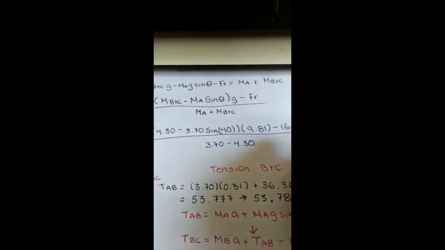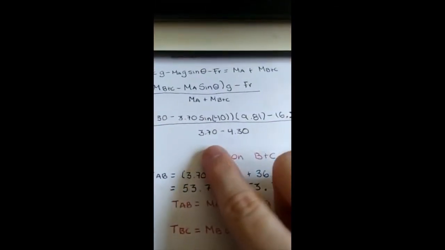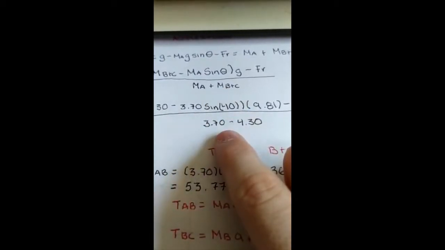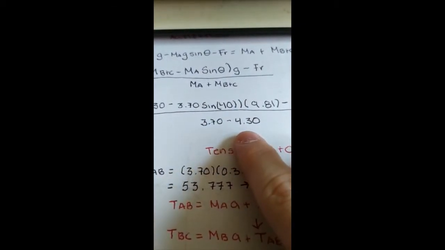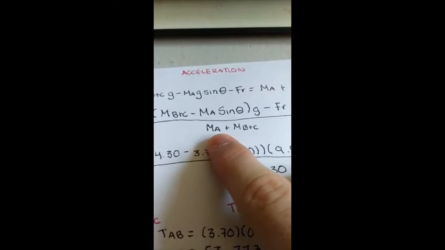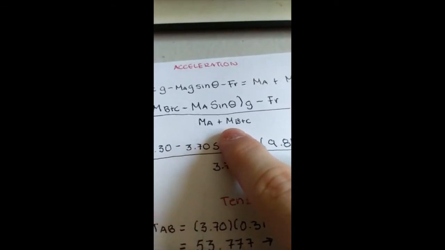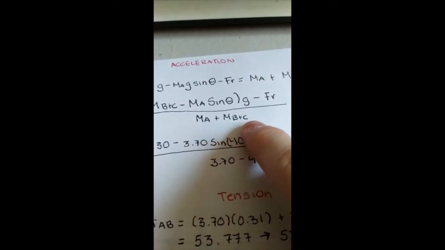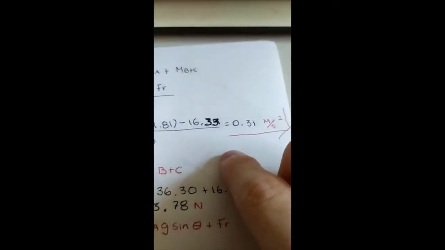16.33. Everything is going to be divided by 3.70 minus 4.30, which is the mass of A plus the mass of B plus C. So that will give us 0.31 meters per second. That's it. So finally, we get to the tension.